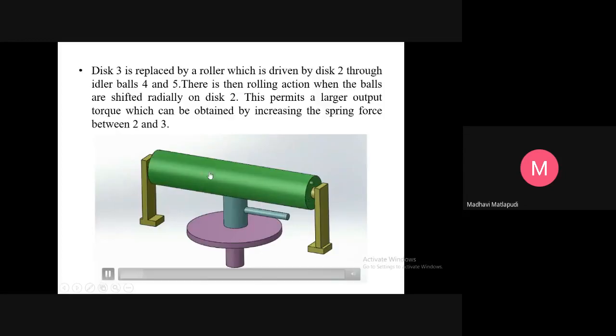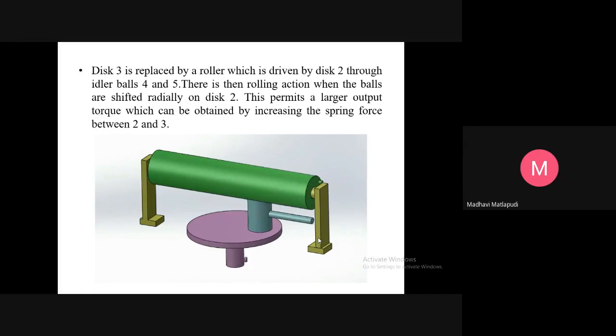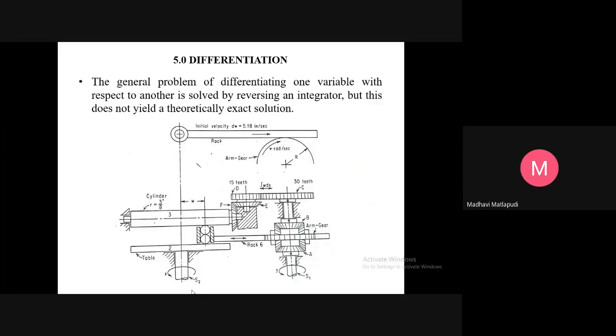So disk 3 is replaced by the roller, which is driven by disk 2 through idler balls 4 and 5. There is then rolling action when the balls are shifted radially on disk 2. This permits a larger output torque. That's the major advantage, which can be obtained by increasing the spring force between 2 and 3.